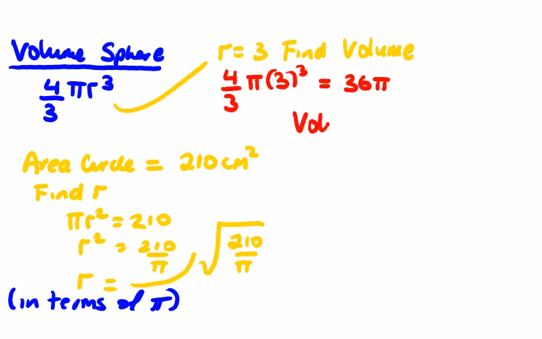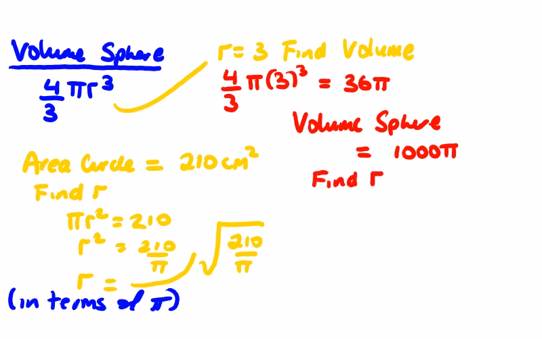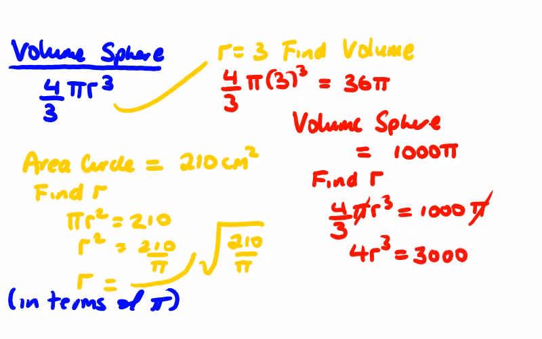What have they told us? The volume of the sphere is equal to 1000 pi. Find r. The only unknown that we have is r in these questions. So we write our formula: 4/3 pi r cubed is equal to 1000 pi. At this point, you'll always be able to cancel your pi's, and if we multiply both sides by 3, we'll get 4 r cubed is equal to 3000. Then you have r cubed is equal to 3000 over 4, which just divides in to be 750.